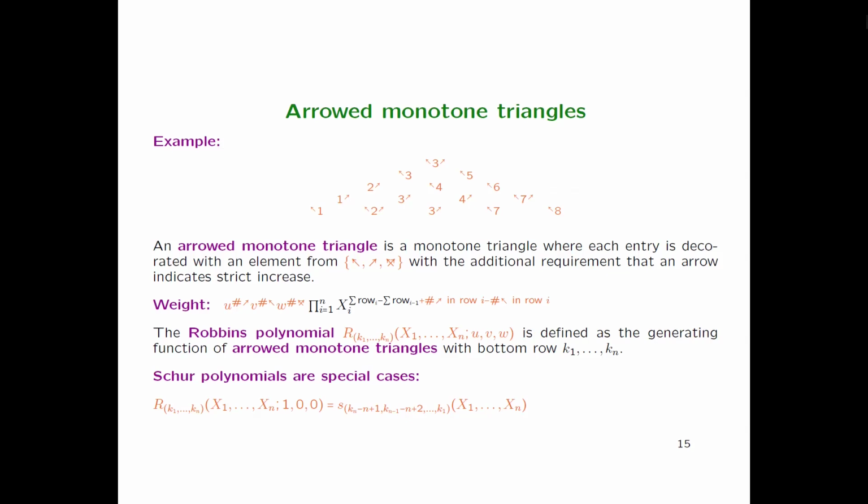And Schur polynomials are a special case. There are actually several ways to get Schur polynomials, but one is given here. If you set v and w equal to 0, then only one type of decoration is left, and you just need to subtract things from the diagonals to get Gelfand-Zetlin patterns, and that's how you get Schur polynomials.